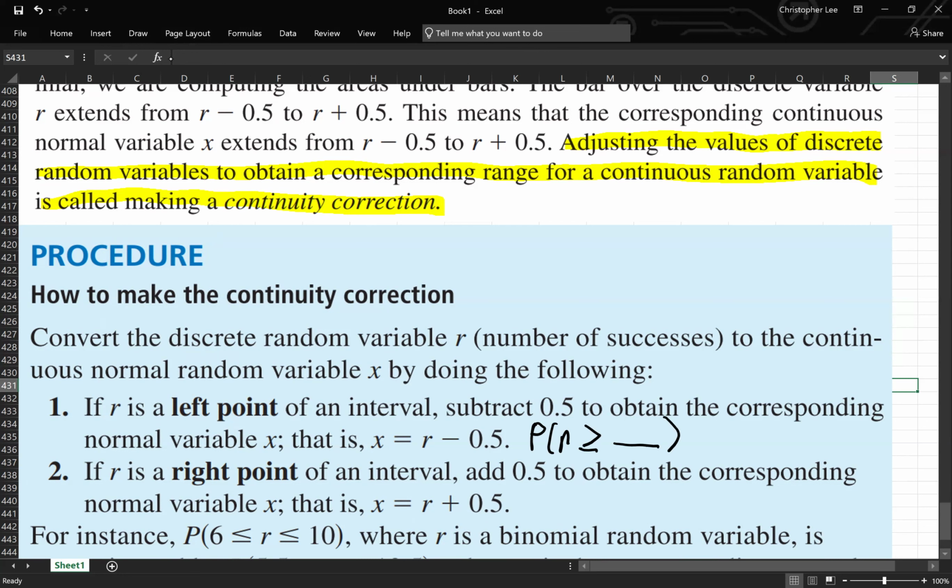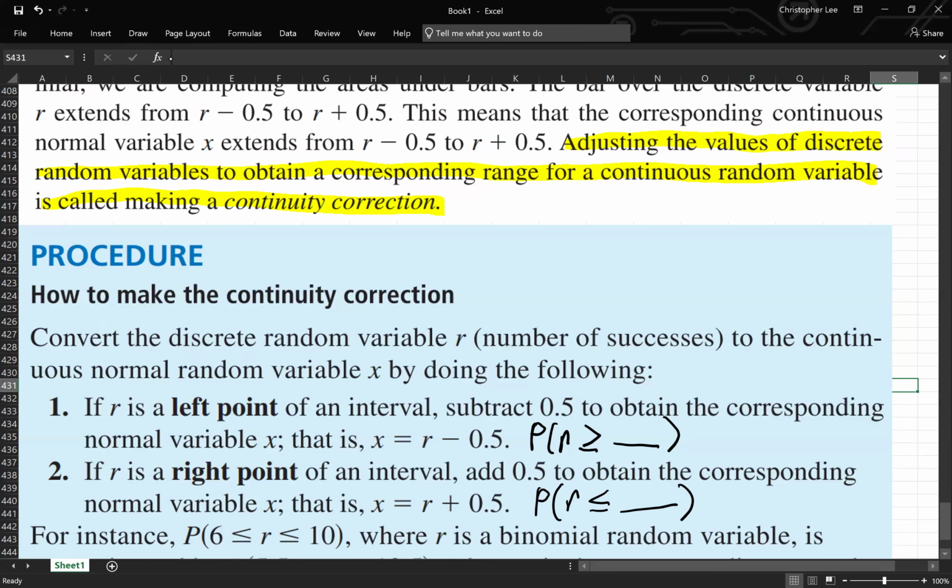If R is a right point of an interval, you're going to add 0.5 to it to obtain the corresponding normal variable x, that is, x is equal to R plus 0.5. This is the reverse, right? This is the probability of R less than or equal to some number. Well, you're going to add 0.5, right?